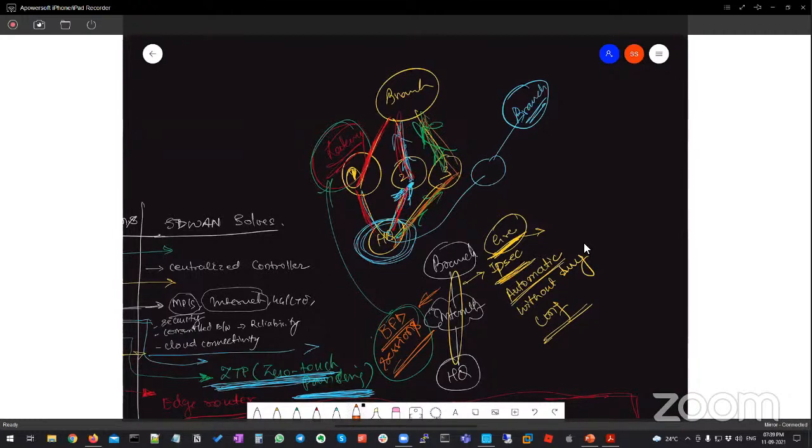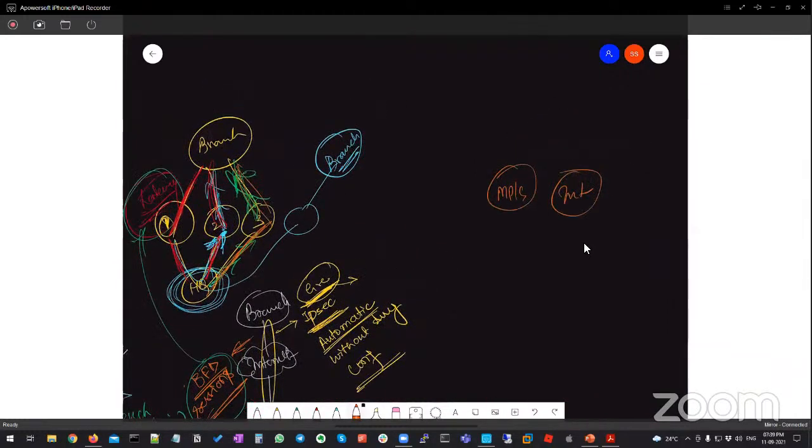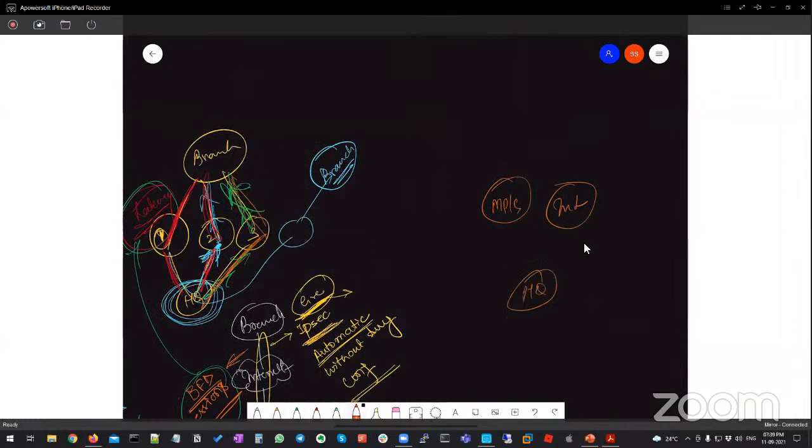Or, for example, if you have one MPLS link and another internet link, you can say that from headquarters to branch, or branch to branch, my voice traffic will go over MPLS, and my other web traffic will go over the internet. That way you can configure it, up to a particular application level as well. For example, I want only my voice or video, I can say.